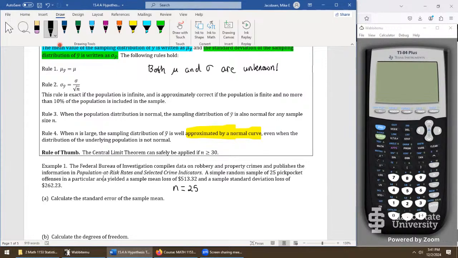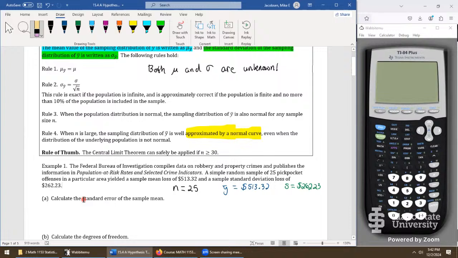It yielded a sample mean loss of $513.32. So the moment we see that, we should write down y bar is 513.32. And it goes on to say next, sample standard deviation loss of $262.23. So that's S now at 262.23. So that's our run through on the problem.